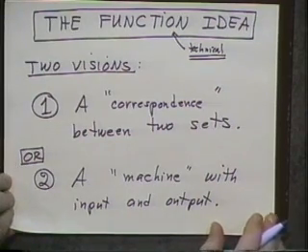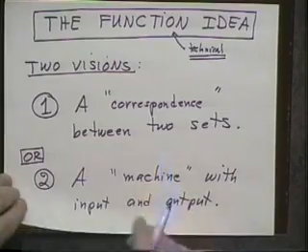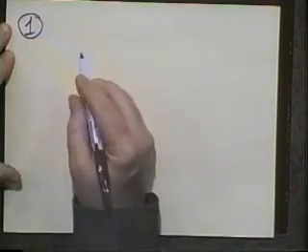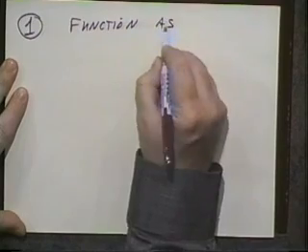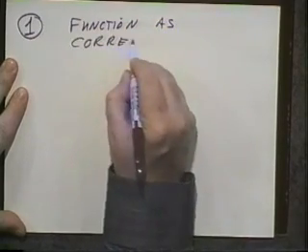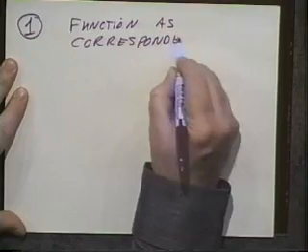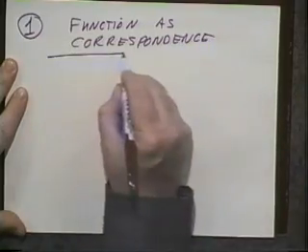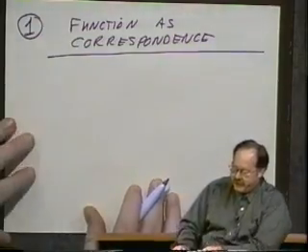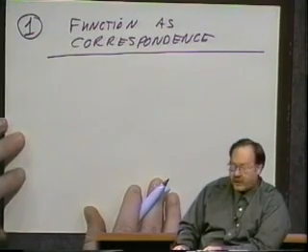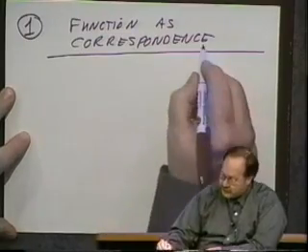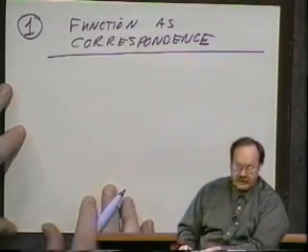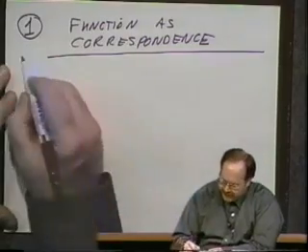So let's start with the first one, a correspondence between two sets, and then we'll go on to the second one afterwards. So the first one, number one, is function as correspondence. Sometimes this is referred to as a one-to-one correspondence, but a one-to-one correspondence really has a specific meaning that I'm not going to be using here. So I want to be careful and just use the generic word correspondence. And here's the basic idea.